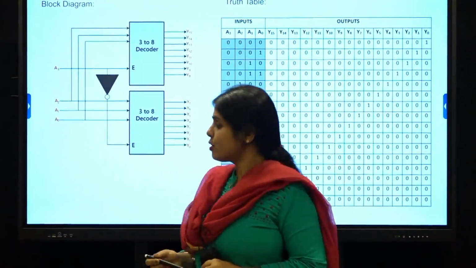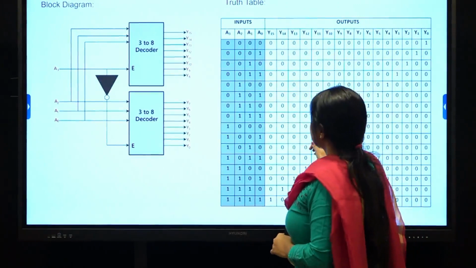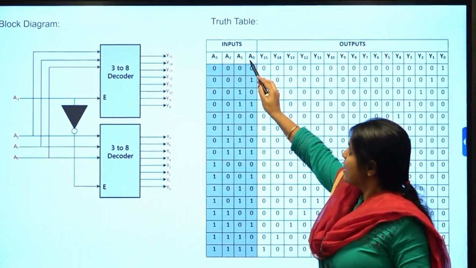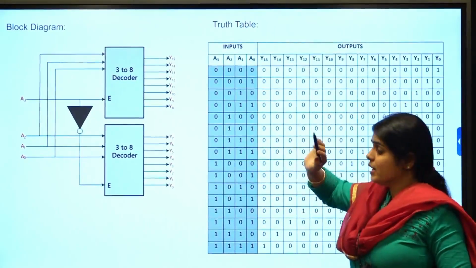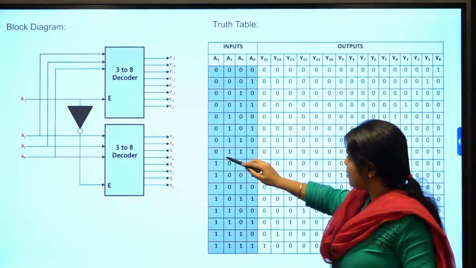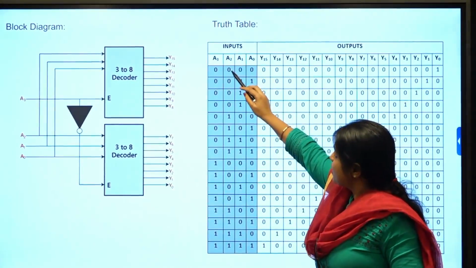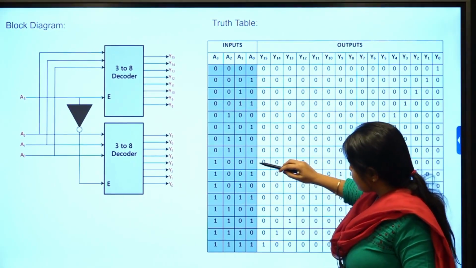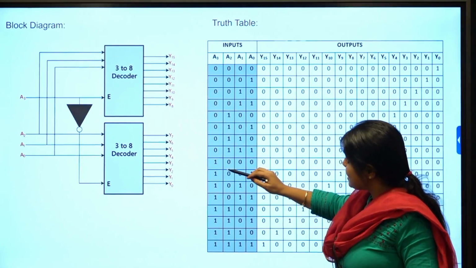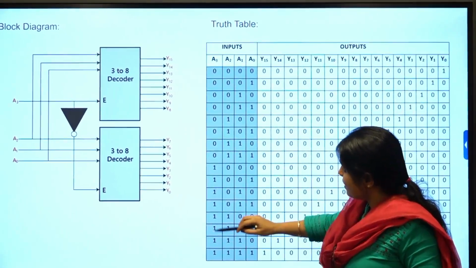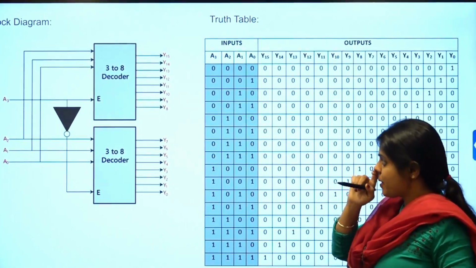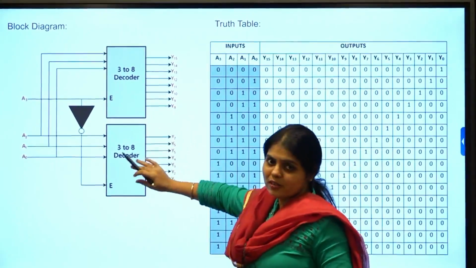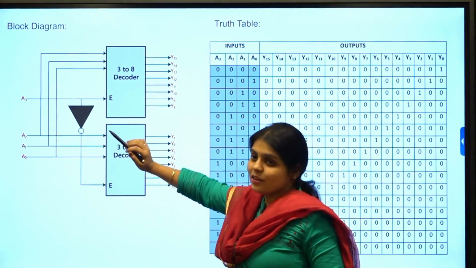As you can see in the truth table here, I have 4 inputs, A0, A1, A2, A3. Look at this: till this particular point, A0, A1, A2 go from 0, 0, 0 to 1, 1, 1. From here again it is 0, 0, 0 to 1, 1, 1, just that the A3 bit is 1 here and 0 there. So what we do here is, I take a 3 to 8 decoder and I add another inverter to it.